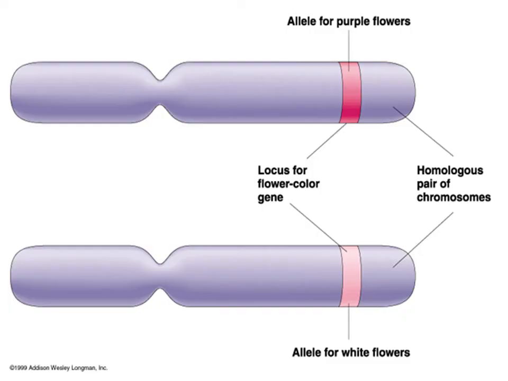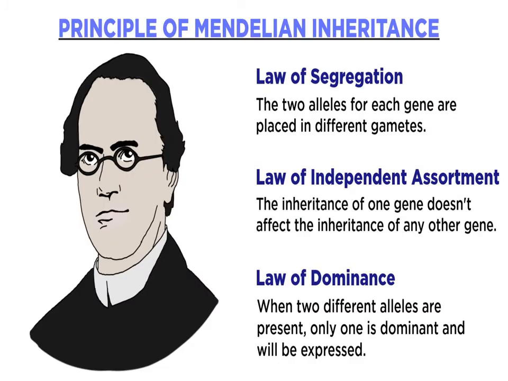So, this is an example of a homologous pair of chromosomes, and the colored parts are the locus for the flower color gene. The upper one is the allele for a purple flower, while the lower one is the allele for a white flower. So next is the principle of Mendelian inheritance.